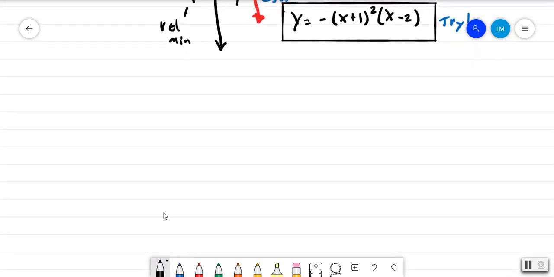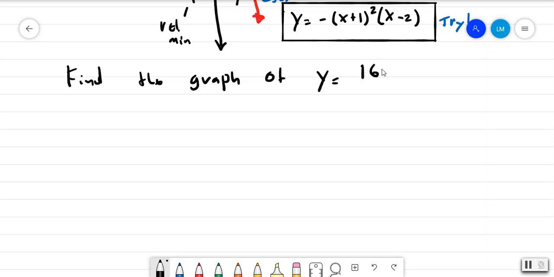Now, let's say that you're looking at another type of equation. So let's say that you want to find the graph of y equals 16 divided by x squared plus 4. Now, suppose that you just want to find it using perhaps the second derivative in this case.